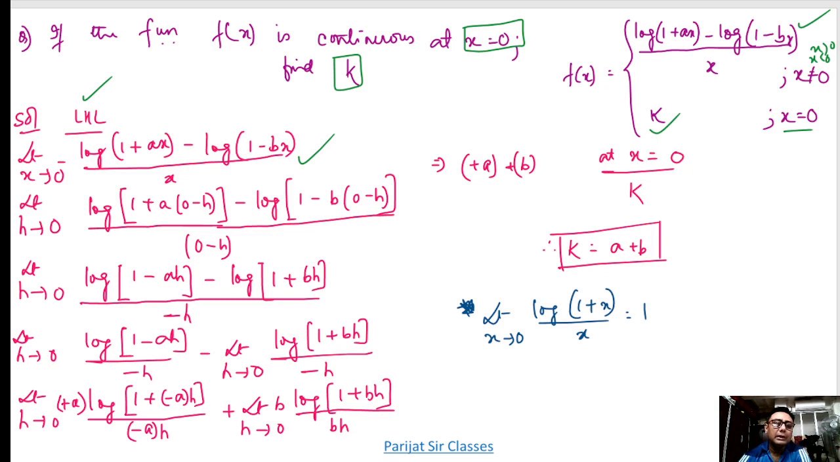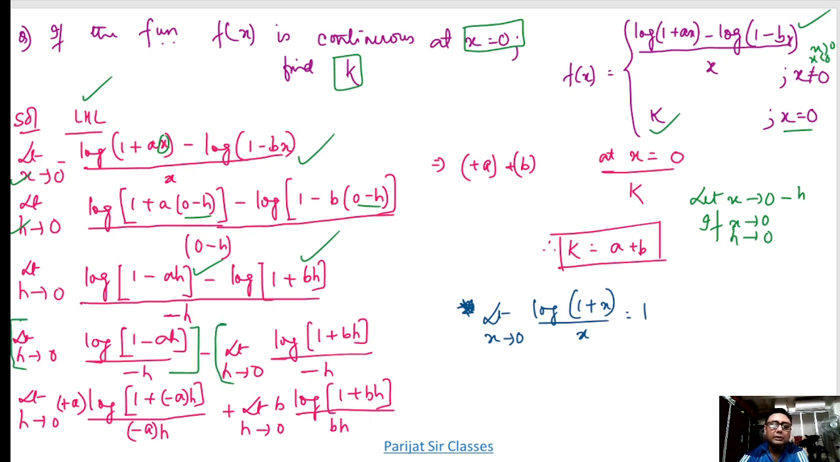As I told you, let x tend to 0 minus h. So if x tends to 0, h tends to 0. Putting in place of x, 0 minus h, it comes out to be this. Now here we are writing log(1 minus ah) by minus h. So we are separating the two limits.